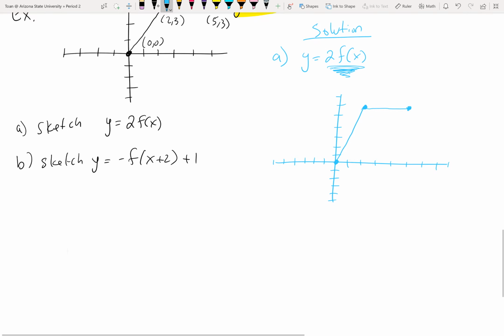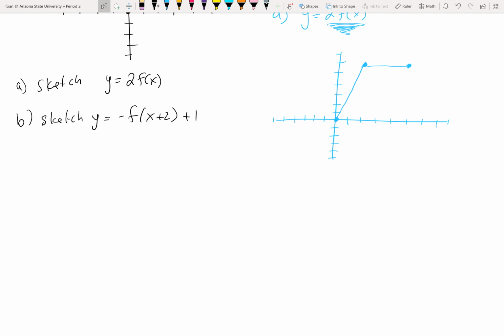Let's do letter B. That's going to be a little bit trickier because you have lots of stuff going on. Just as before, read it to me. What transformations do you see? I see up 1, left 2, and there's one more. What does a negative, when you multiply a function by a negative, do? It flips upside down.